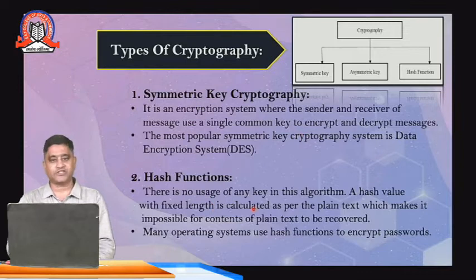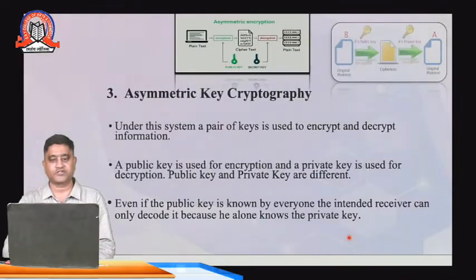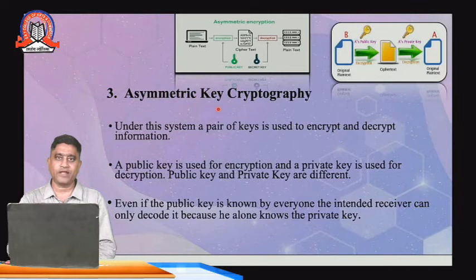The next type of cryptography is the hash function, where there is no usage of any key in this algorithm. A hash value of fixed length is calculated as per the plain text, which makes it impossible for the content of the plain text to be recovered. Many operating systems use hash functions to encrypt the password. So this is also one type of cryptography, used with the hash function. The next type of cryptography is asymmetric cryptography.